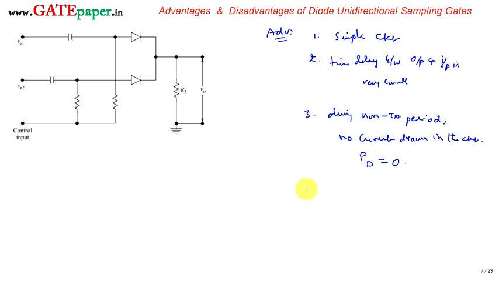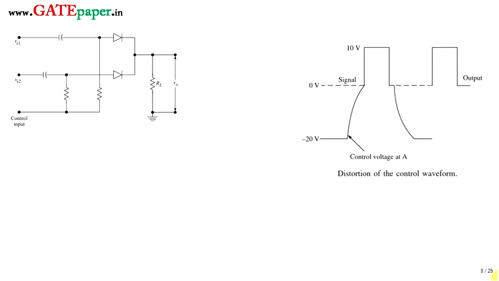That is the advantage. Fourth one, it can be extended to more number of inputs also. Just now we have seen it with two inputs. Okay, these are the advantages. Now we will turn to the disadvantages. This is the circuit diagram of the two-input unidirectional diode sampling gate. Now we will see about the disadvantages.